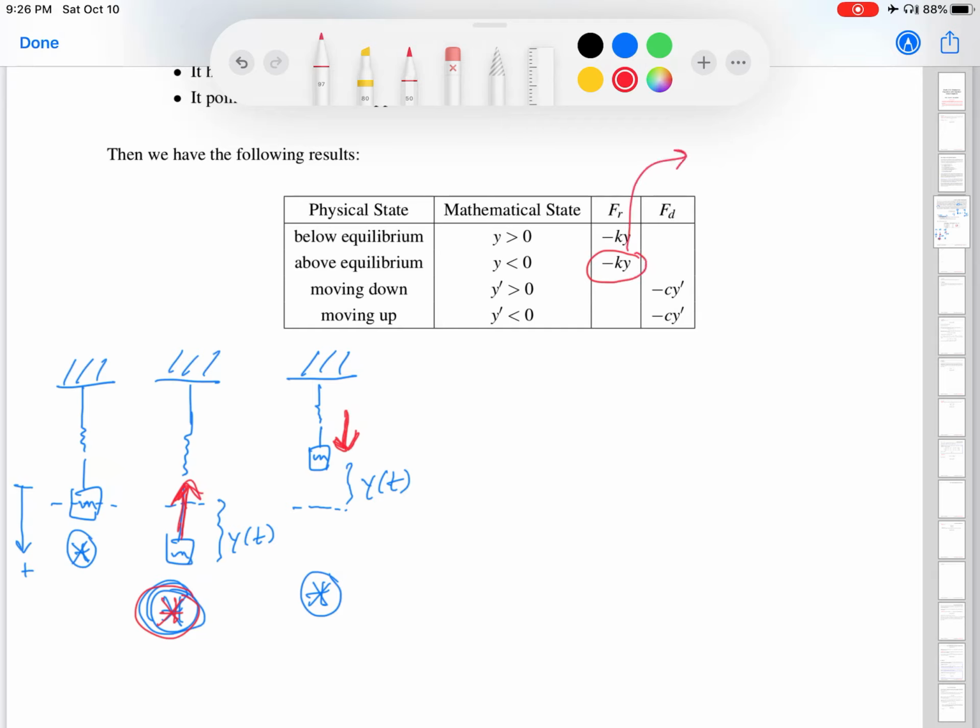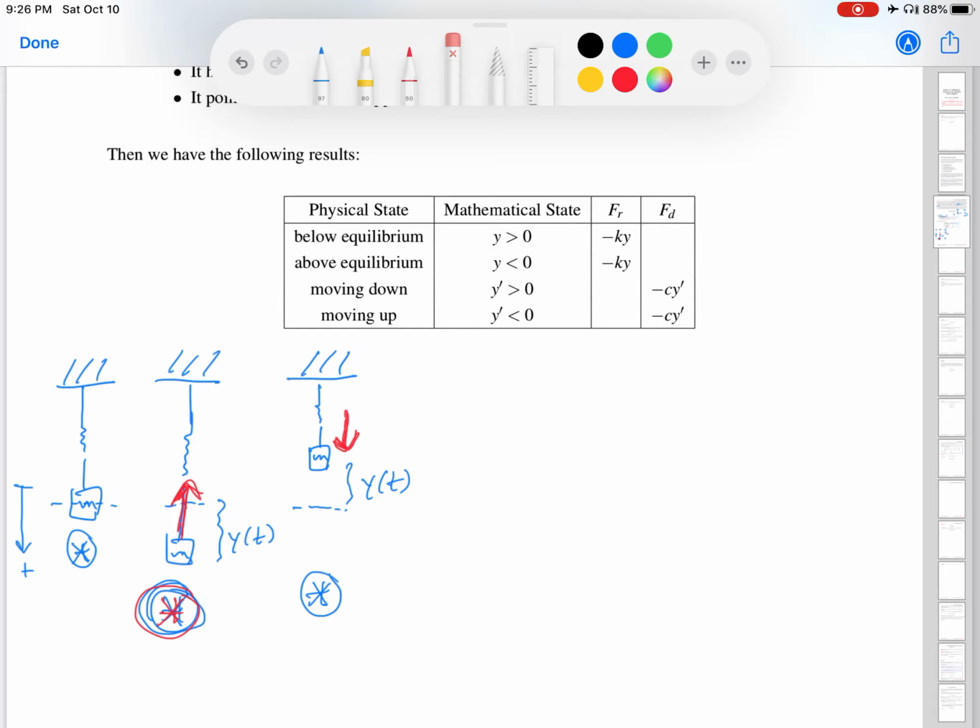And let's analyze this. Minus ky. You might think, well, there's a negative sign here times k, which is positive, so this product is negative. That's true, but remember that the mathematical state in this scenario has y negative. So a negative times this negative gives you a positive. That is why this particular row also has minus ky. Okay, so we'll make some conclusions about this in a minute.